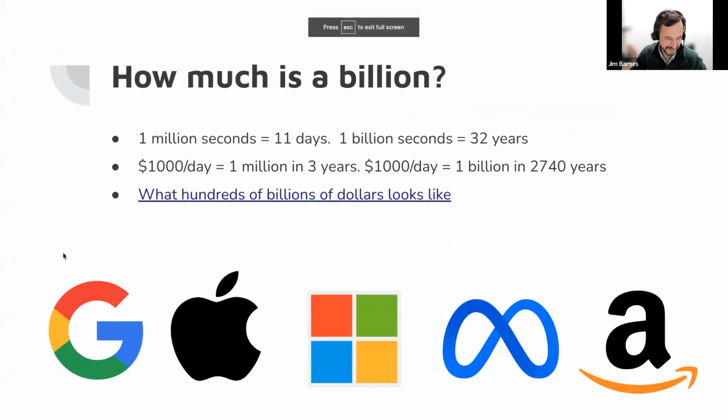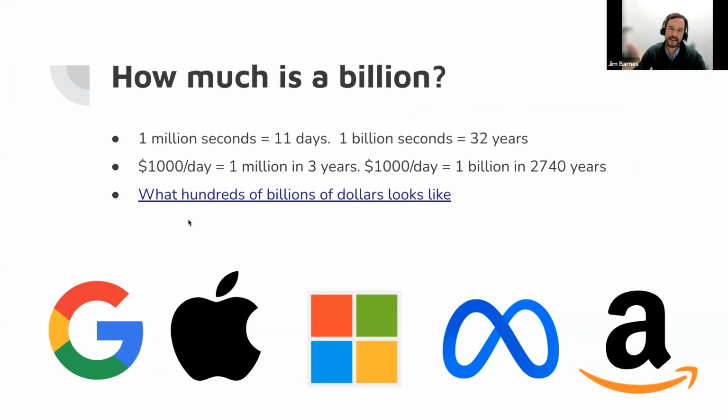Okay, this is also an interesting one to me. So how much is a billion? Because I just think it's interesting how big these companies are and how many computers that they run. 1 million seconds is 11 days, but 1 billion seconds is 32 years. We just have a hard time wrapping our mind around what the difference between a million and a billion is. There's an exponential factor there.